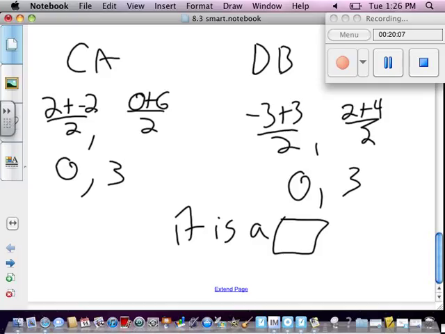A parallelogram. Murphy, I like this one better. Yeah, me too. Yeah, I would pick the third method if I had a choice as well.